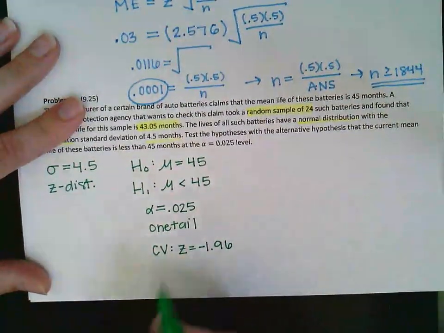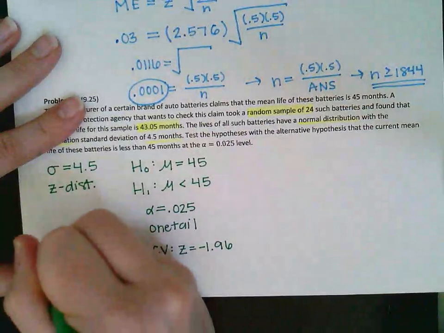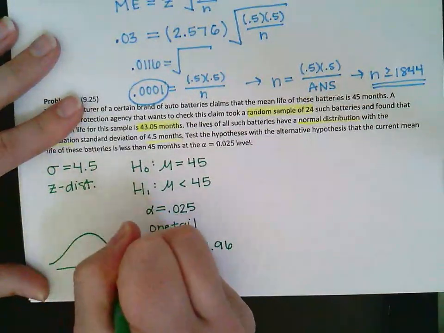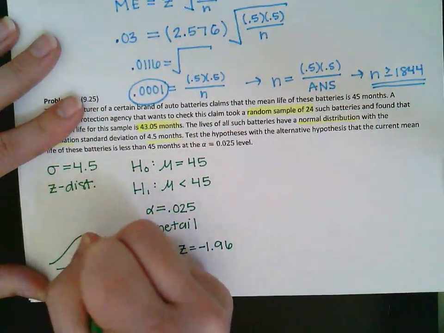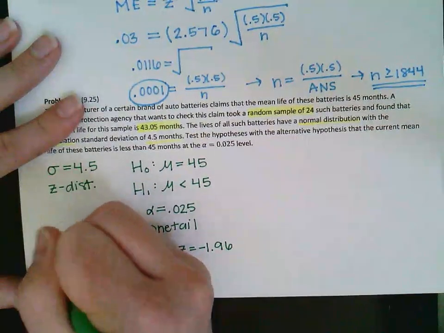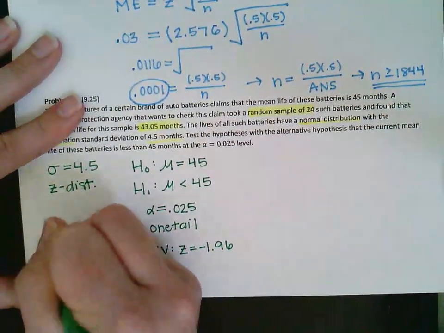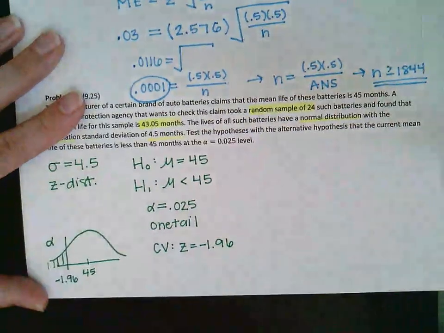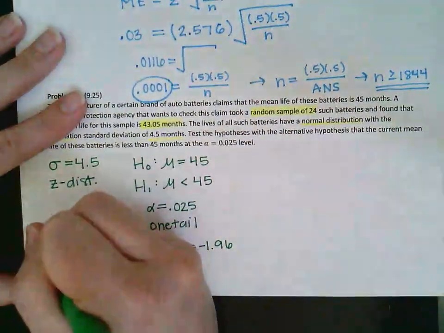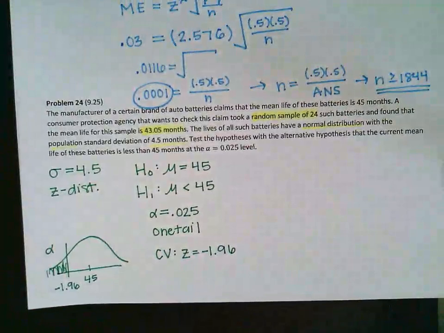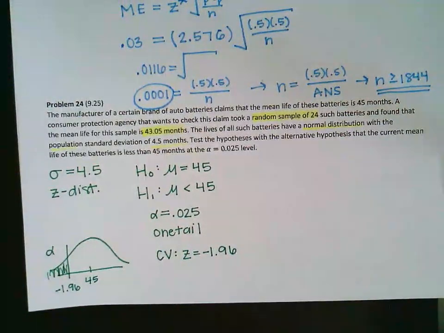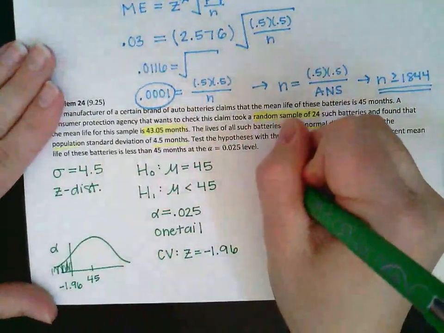So our critical value is that rejection region. Here's 45. Here's our alpha level. That would be a negative 1.96. If my data falls in that rejection region, then I can reject. So now let's look at the observed data.